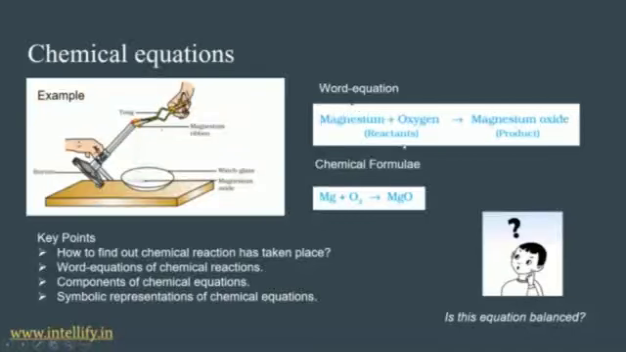The left hand side of the equation is called the reactants and the right hand side of the equation is called the product. This arrow indicates the direction in which the chemical reaction has taken place. For example, magnesium and oxygen will give you magnesium oxide. The simplest form of chemical reaction equations can also be written in the form of chemical formulas. You can represent magnesium as Mg, oxygen as O2, magnesium oxide as MgO.